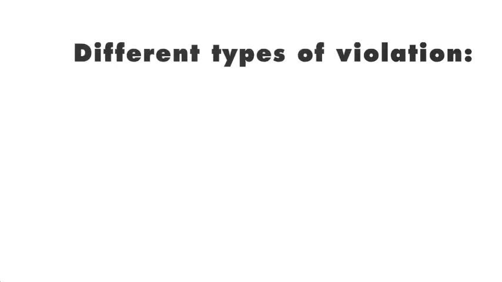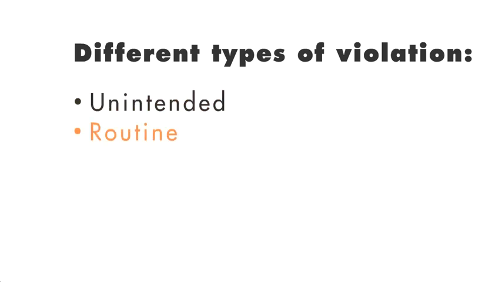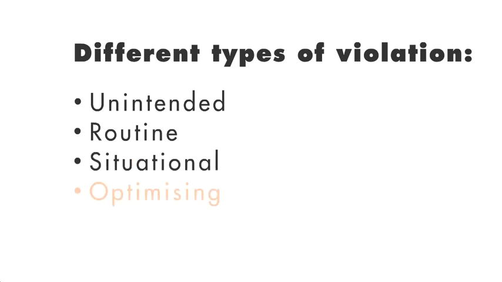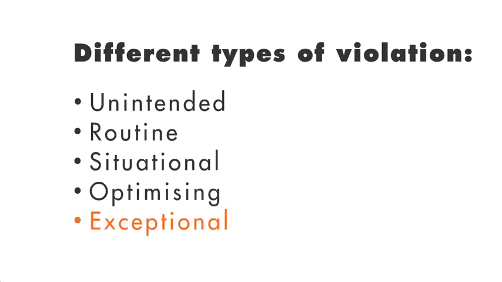Just like different types of errors, we also distinguish different types of violation. Unintended violations, where people either aren't aware there's a rule or procedure, or because it's so complicated that people don't really understand it. Routine violations. Everyone does it like that. It's the accepted practice. Situational violations. The situation means I just can't do it according to the rules. Optimizing violations. I get things done in a way that's faster, or pleases the boss, or that just works better for me. And exceptional violations.